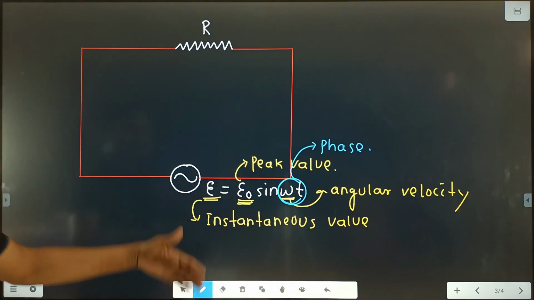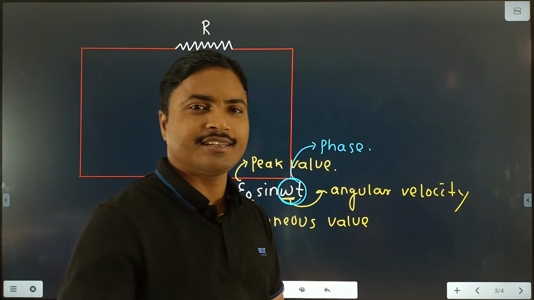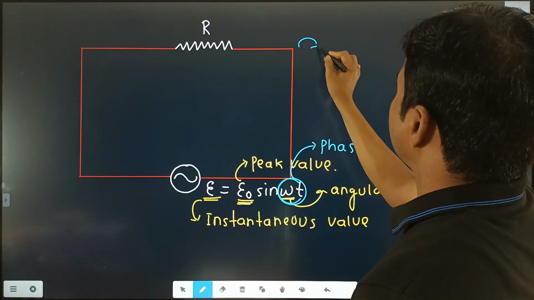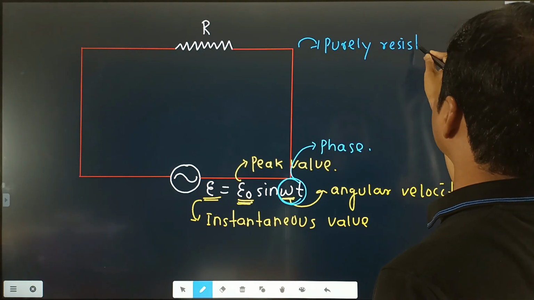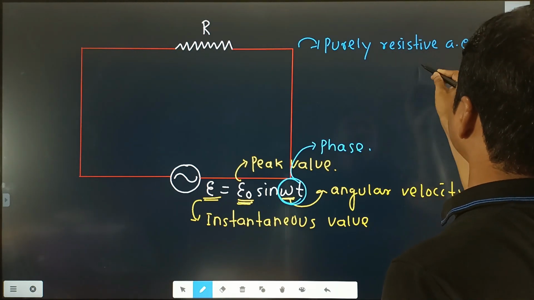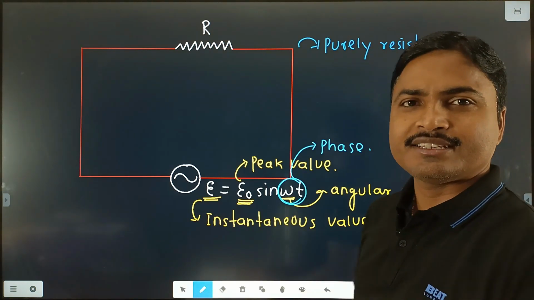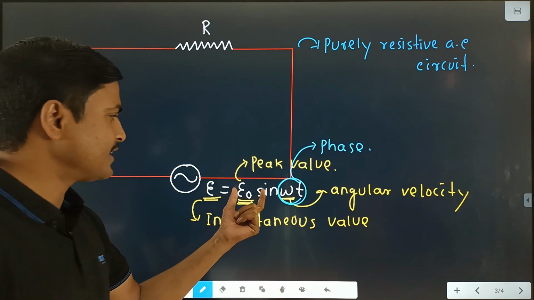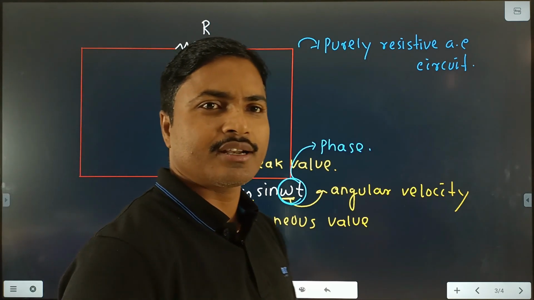Clear? And this one is the circuit diagram, and in this circuit only a resistor is there, and its resistance we write R. So this type of circuit diagram is known as a purely resistive AC circuit. Next we calculate the instantaneous value of current. Instantaneous value of alternating EMF is given, and from this expression we will calculate the instantaneous value of current.